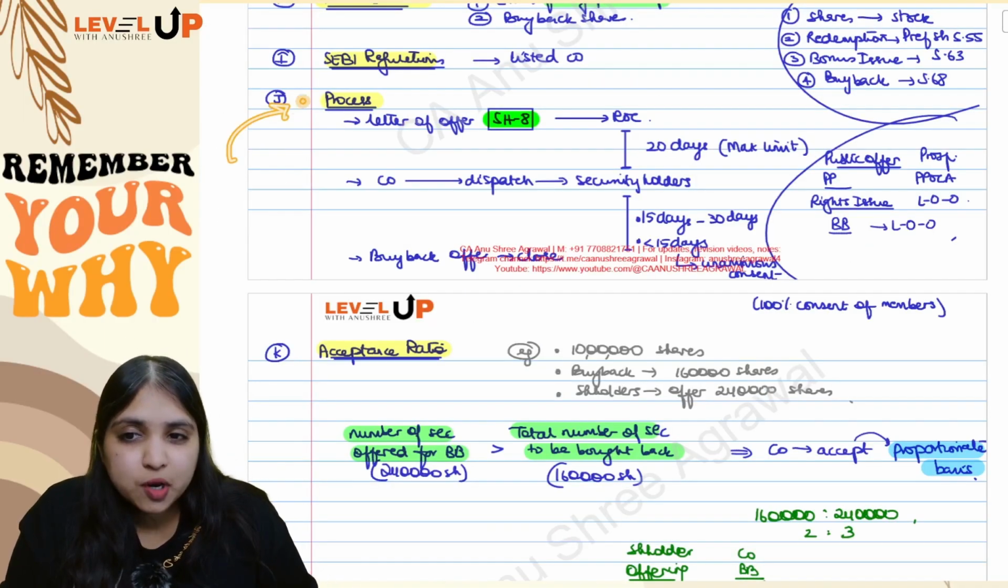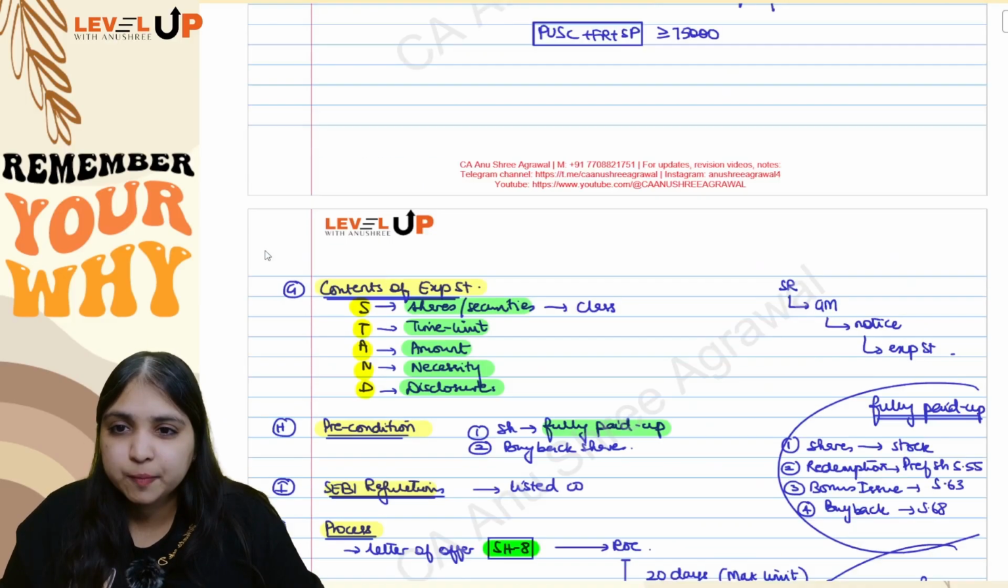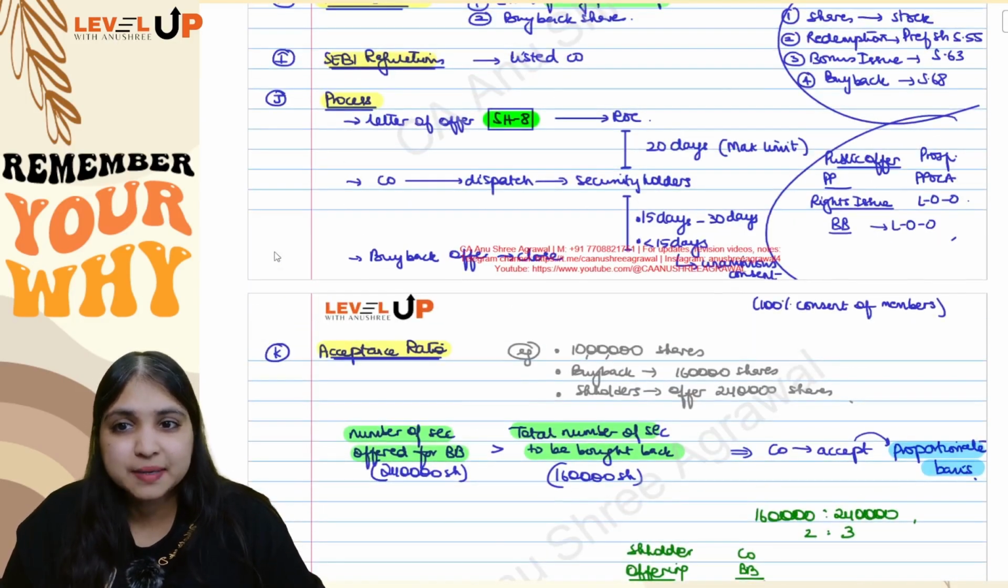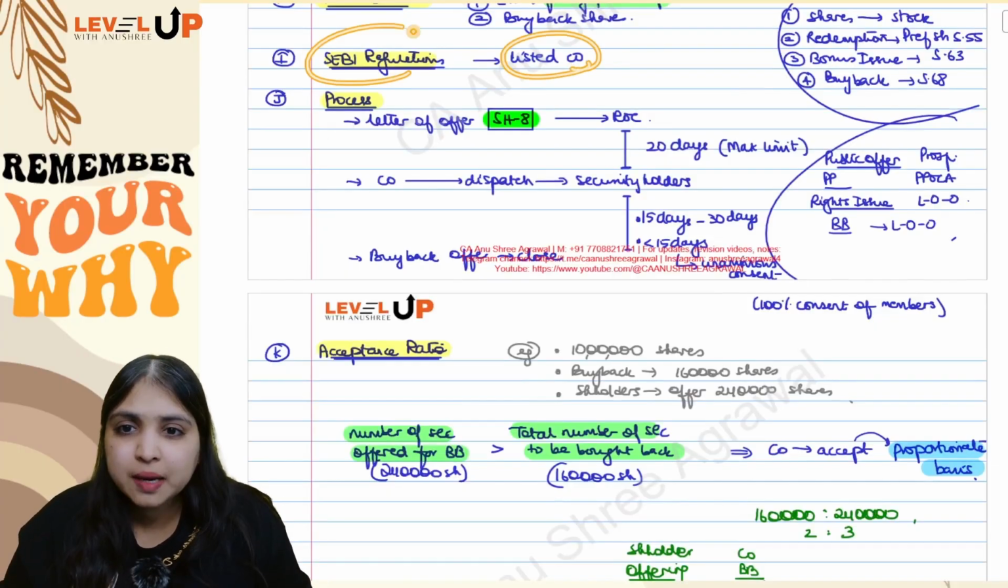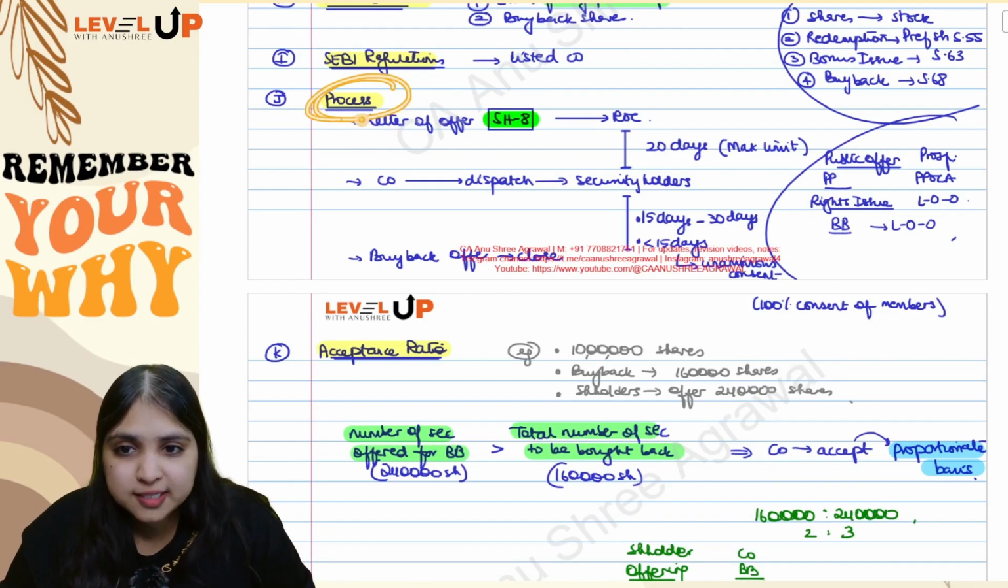Yeah, so let's discuss the process from here. Whatever points we've discussed till here, I'm hoping you're clear guys. We spoke about the contents of the explanatory statement, the limits, and we discussed that if the company is a listed company, the company has to follow SEBI regulations as well. Now come to the process guys, let's focus on the process.